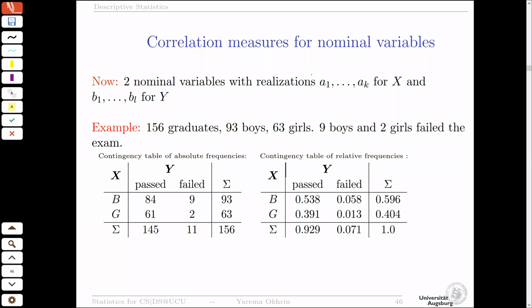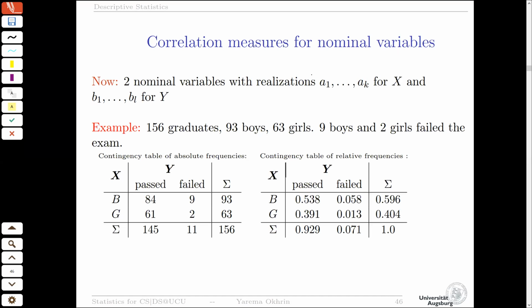So let's say we have a very good class. There are 84 boys who passed, 61 girls who passed, 9 boys who failed, and 2 girls who failed. Those are the marginal frequencies. We have altogether 93 boys, 63 girls, 145 passed the exam, and 11 failed the exam. We can divide everything by 156. This is our n.